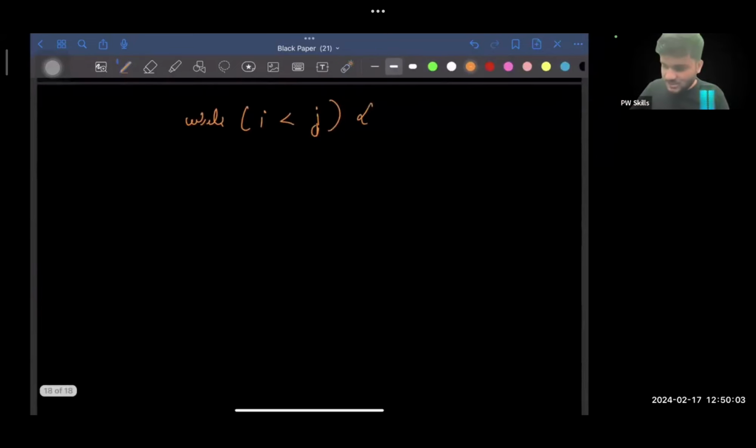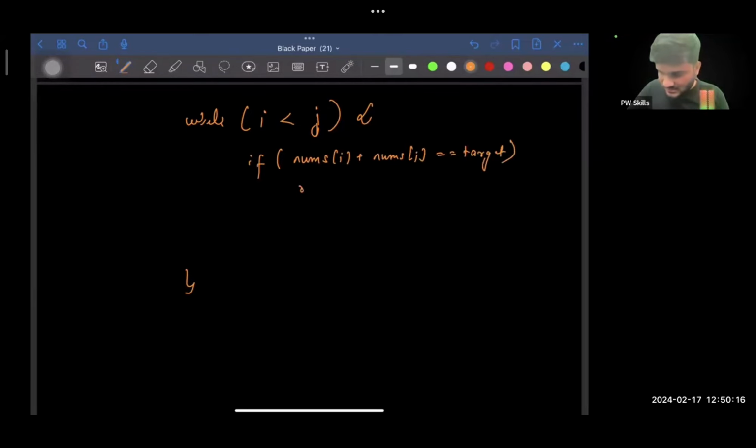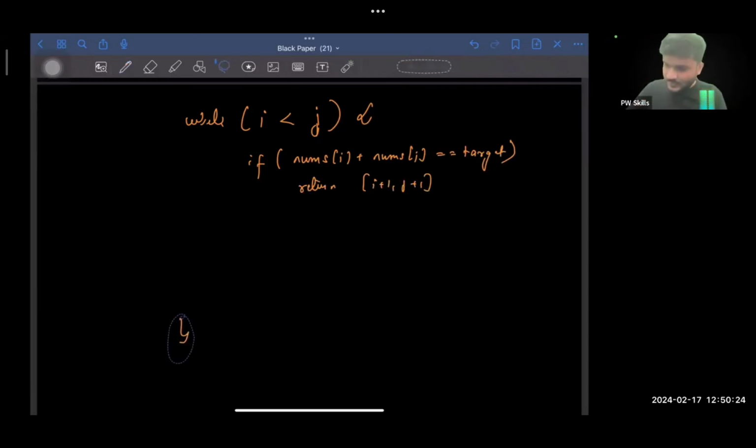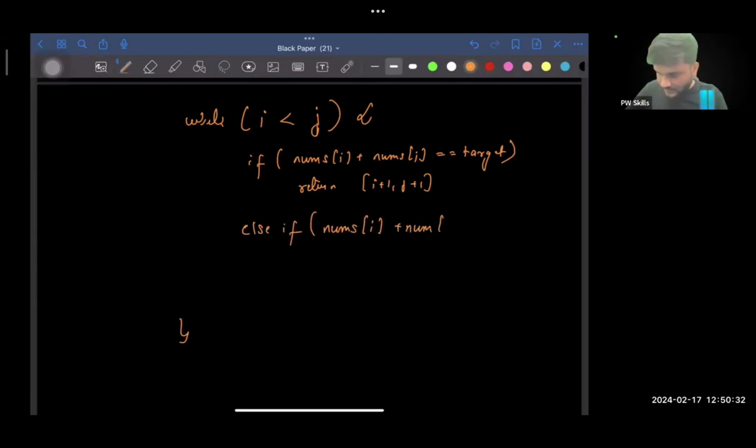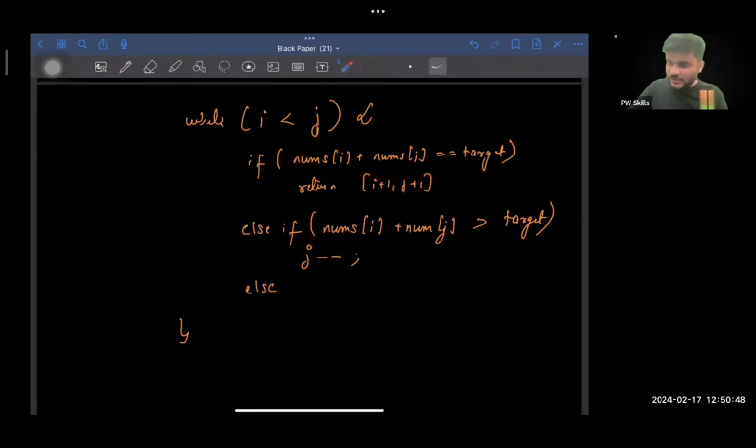Okay. So we'll say while i is less than j, I'll check if nums of i plus nums of j is equal to the target. If yes, then you return i plus 1, j plus 1. Why? Because you need to return 1-based indexing. Can I say that? Else if the sum is greater than target, it was not equal to, it is greater than target, then you need to reduce the sum. How do you do that? You do j--. If the sum is not equal to the target, if the sum is not greater than the target, that means the sum is less than the target. Then you do i++. That's it, right? And that's how you can actually solve this problem.